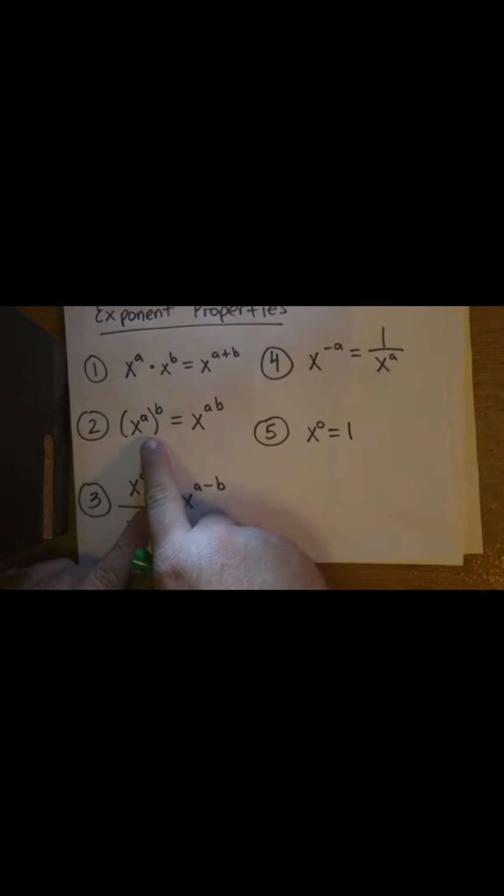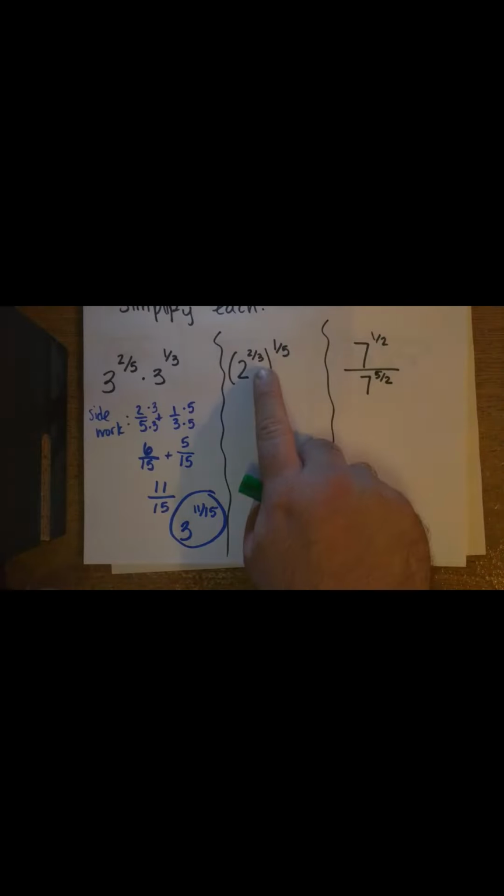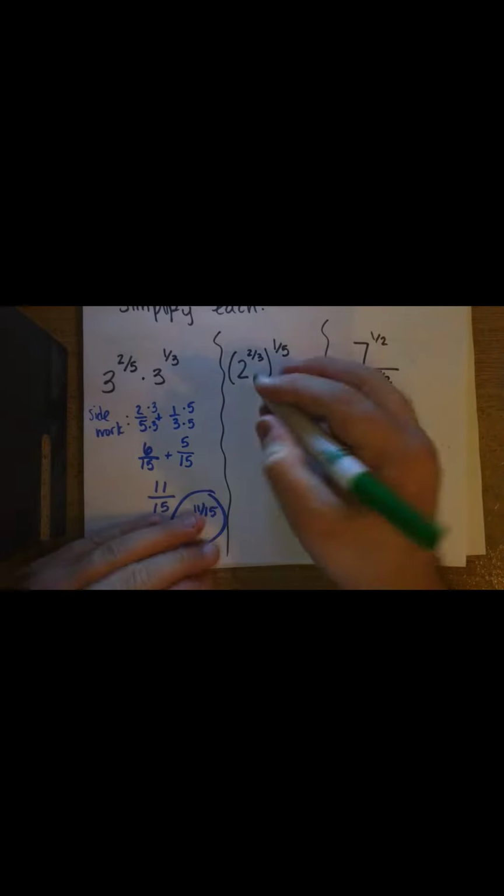Let's go ahead and do the next problem. This one's in parentheses, and the only property I see that has parentheses is this one. So this one says if you have x to the a raised to the power b, you multiply the two exponents. So that's what I want to do here. I want to multiply 2/3 and 1/5. So let's go ahead and do a little side work here as well.